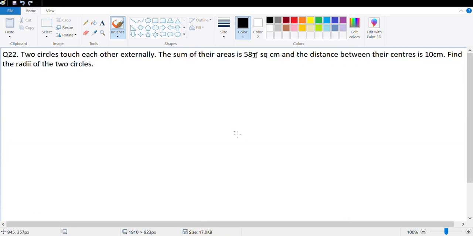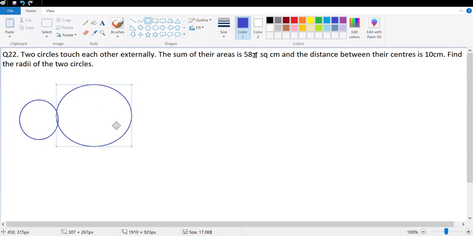The next question that we're doing is question number 22. So two circles touch each other externally, and the sum of their areas is something, distance between their centers is something, find the radii. So this is circle 1 and let's say this is circle 2 and they touch each other externally. That's the basic rough diagram of this question.